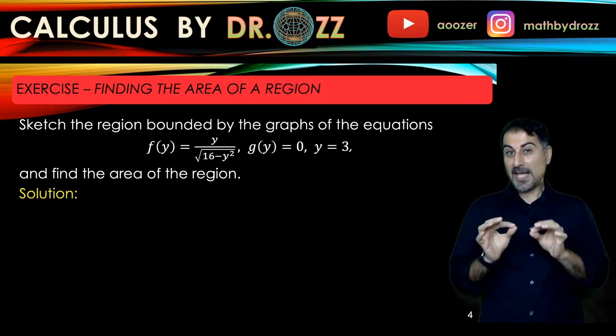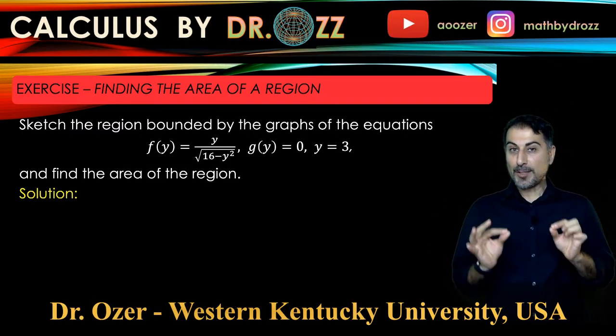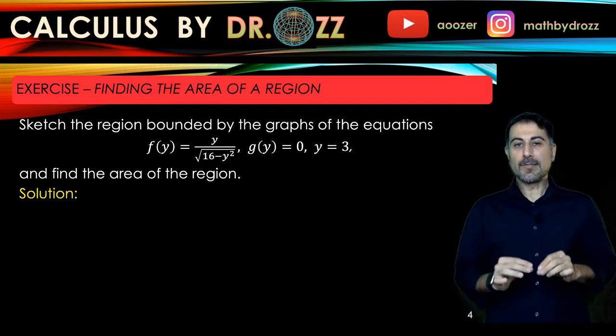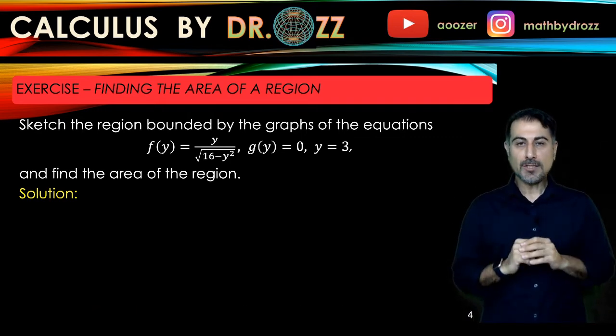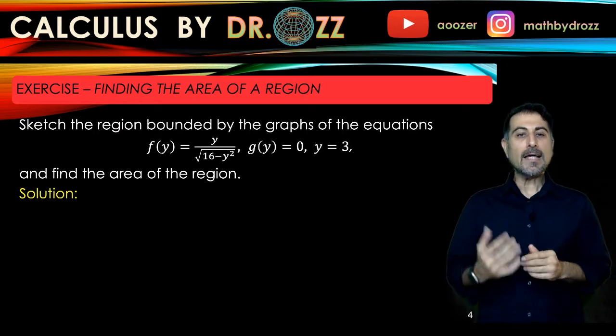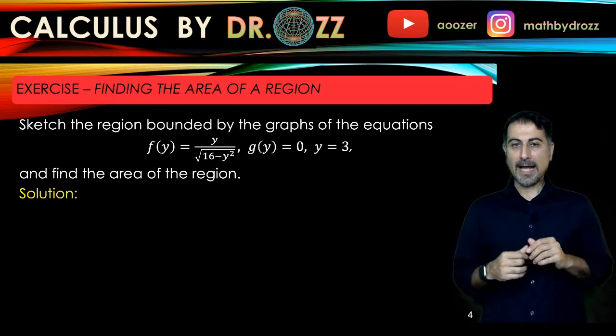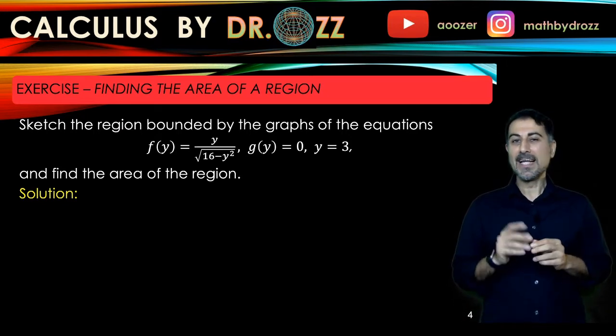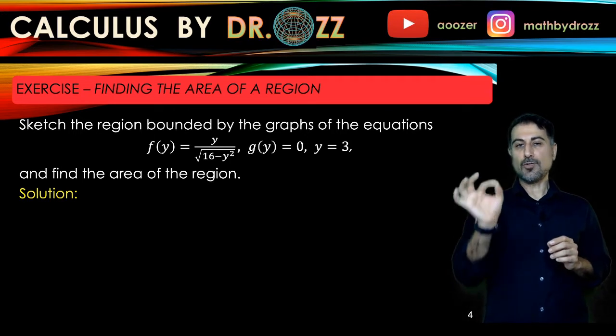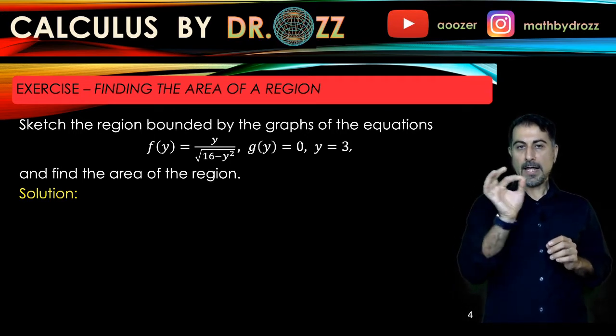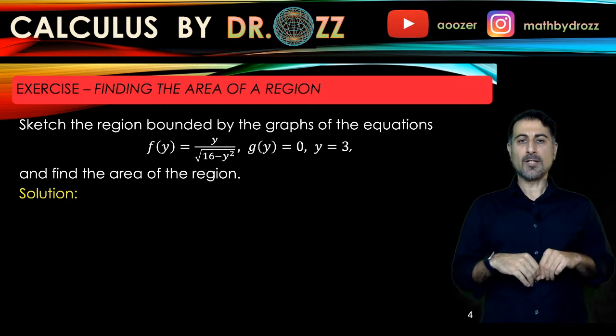So today we're going to find the area of a region bounded by the graphs of three equations. One is f of y equals y divided by the radical of 16 minus y squared. The other one is g of y equals 0. And the other one is the horizontal line y equals 3.